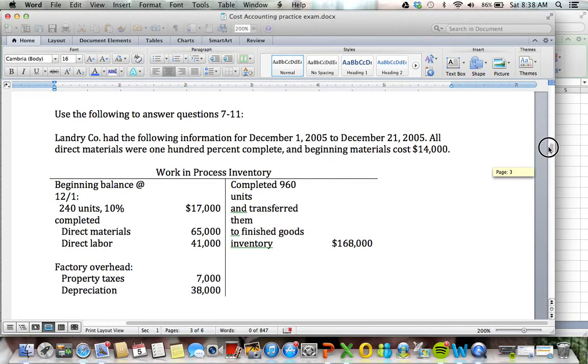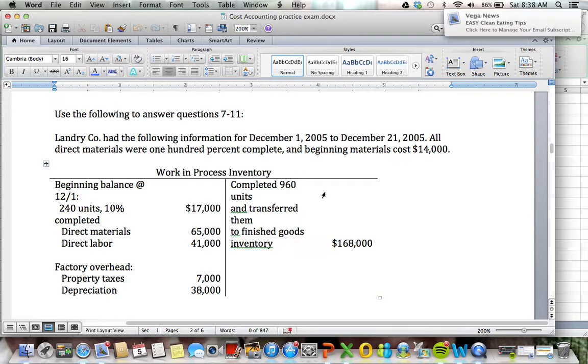Well, it does say here 960 completed units and transferred to finished goods. So that's almost enough to say, okay, 960 was done, it was 100%, no problem. I mean, you could also look at how you got to the 960: 720 new ones were started and completed, and 240 from the beginning inventory were completed. So let's see how we solve this one.